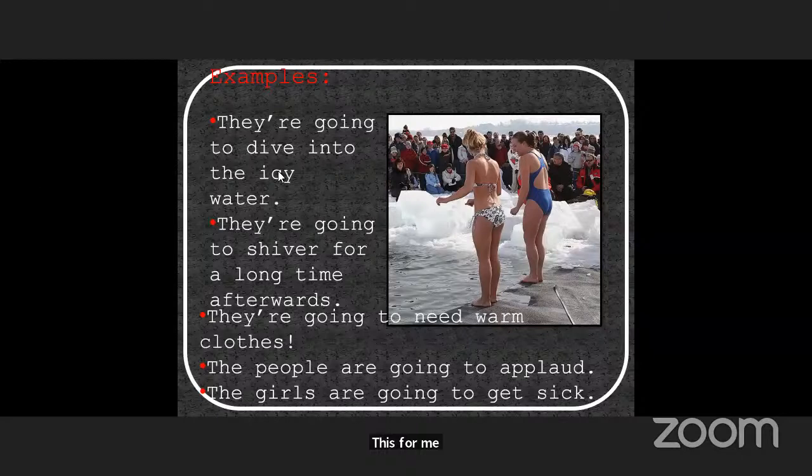Examples. They are going to dive into the icy water. They are going to shiver for a long time afterwards. They are going to need warm clothes. The people are going to applaud. The girls are going to be sick.